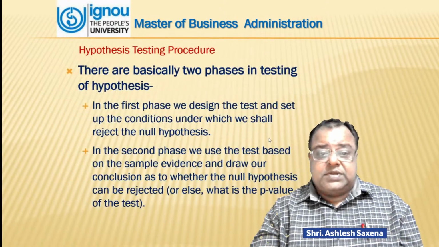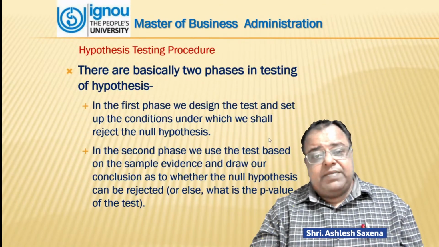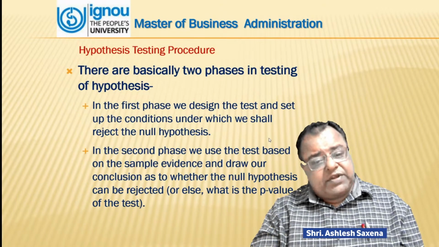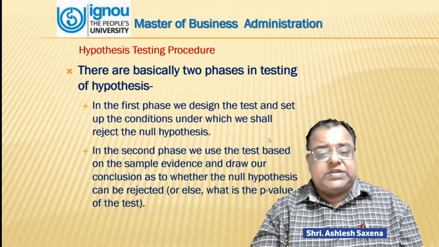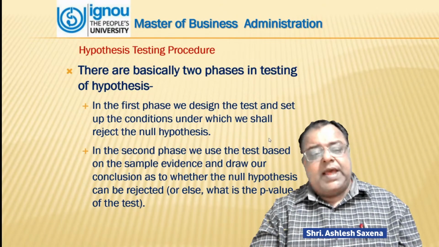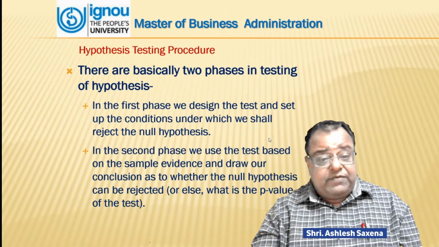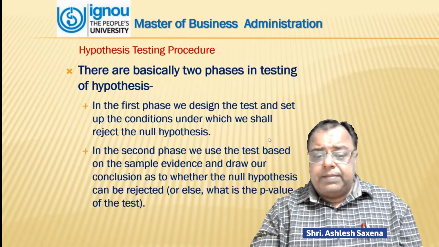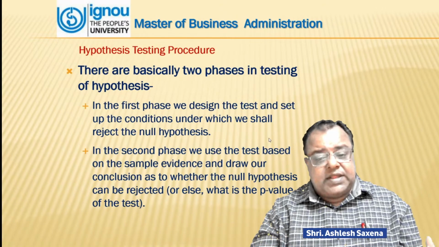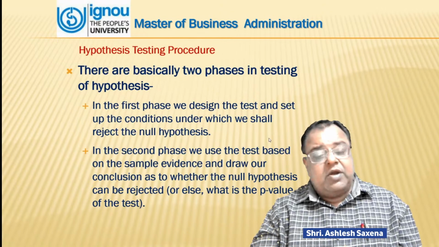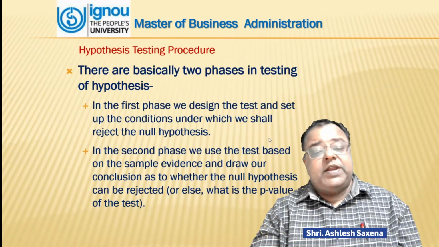What are the hypothesis testing procedures? There are basically two phases in testing a hypothesis. In the first phase, we design the test and set up the condition under which we shall reject the null hypothesis. And in the second phase, we use the test based on the sample evidence and draw our conclusion as to whether the null hypothesis can be rejected or else what is the p-value of the test.